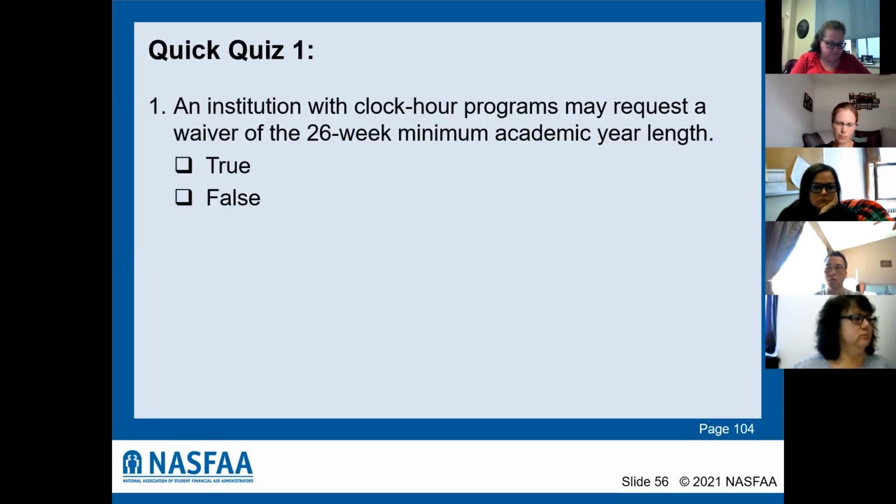All right, so we're going to use the chat box for this. An institution with clock hour programs may request a waiver of 26-week minimum academic year length. Is that true or false?